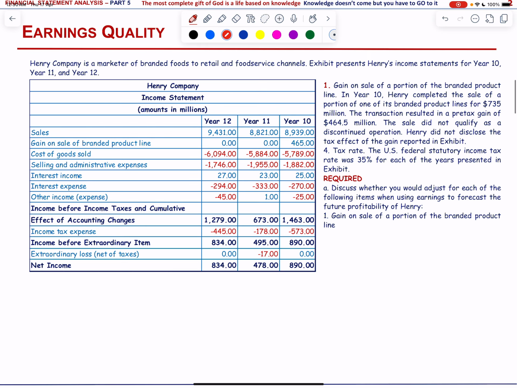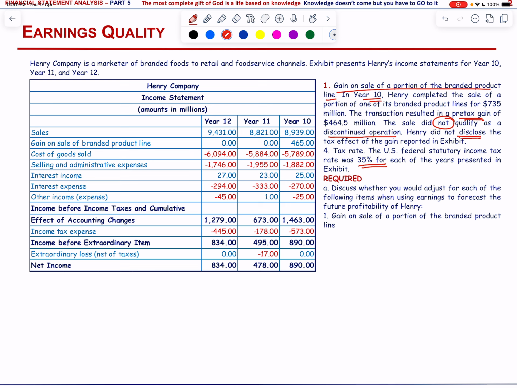So you can see that there is a gain on sale of a portion of the branded product line in year number 10. Henry completed the sale of the portion of one of its branded product lines for 735 million. The transaction resulted in a pre-tax gain. The sale did not qualify as a discontinued operation. Henry did not disclose the tax effect of the gain reported in the exhibit, and the tax rate is 35%.